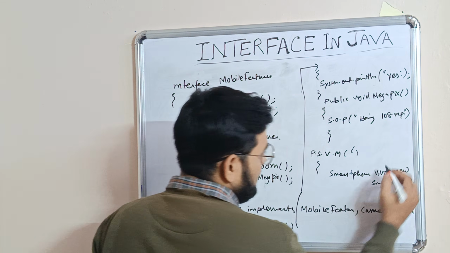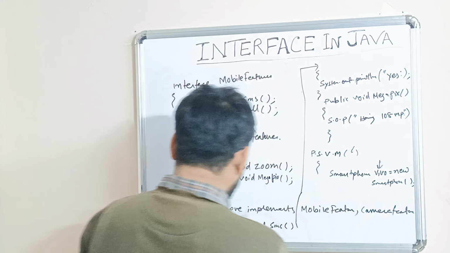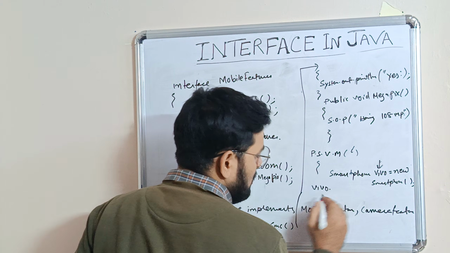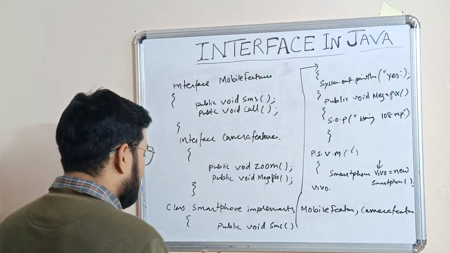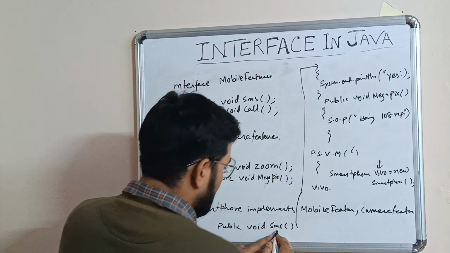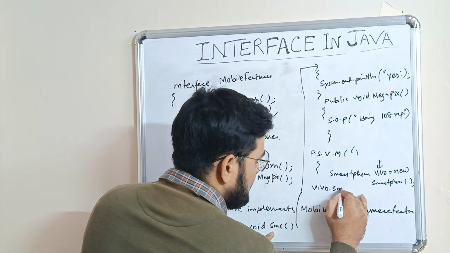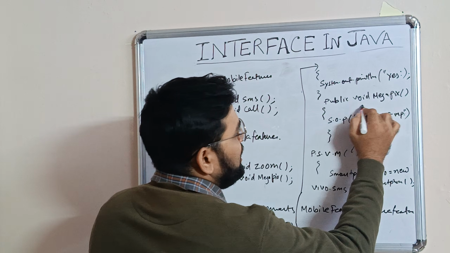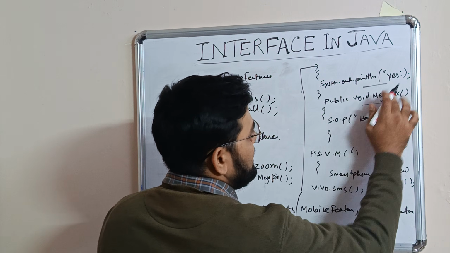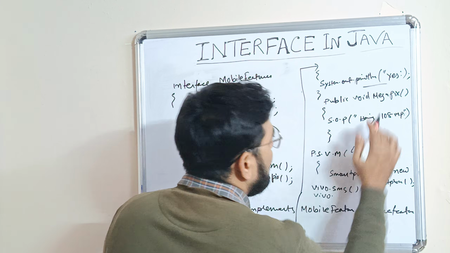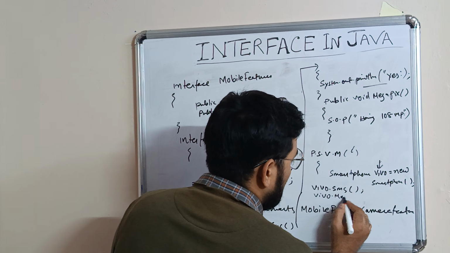This is the object name which has been created of the class, not the interface. So with the help of Vivo dot, we can call out the functions, whatever functions we have given. First function, SMS. It will be called, and this will be printed: yes, SMS facility is there. Vivo dot another function, megapixel.